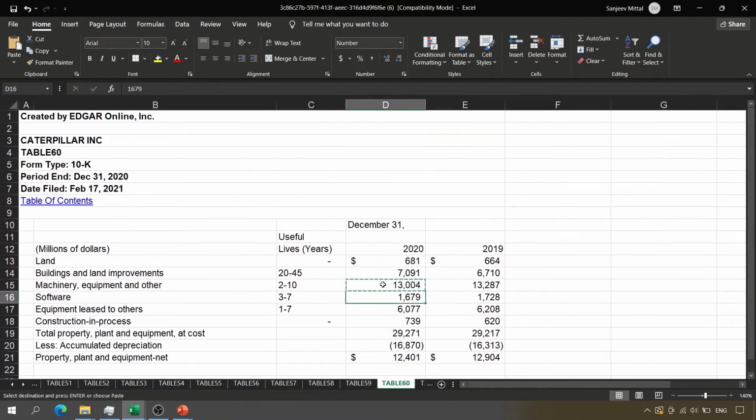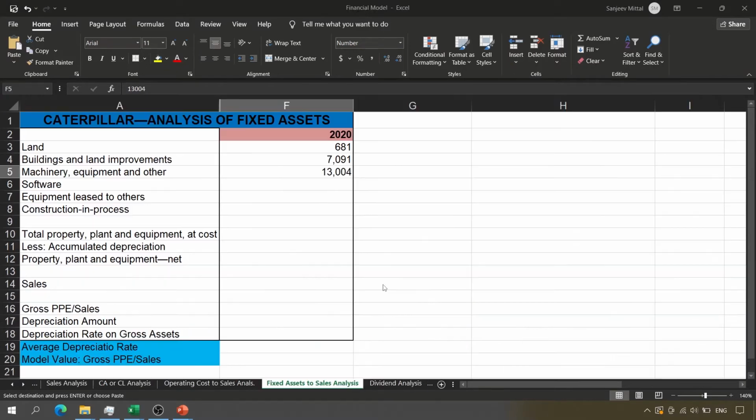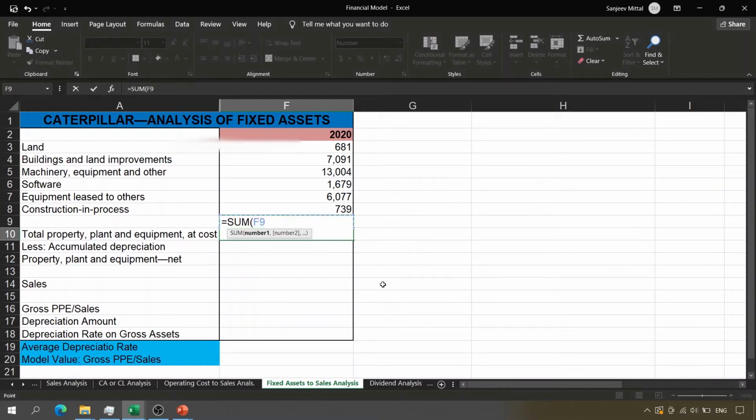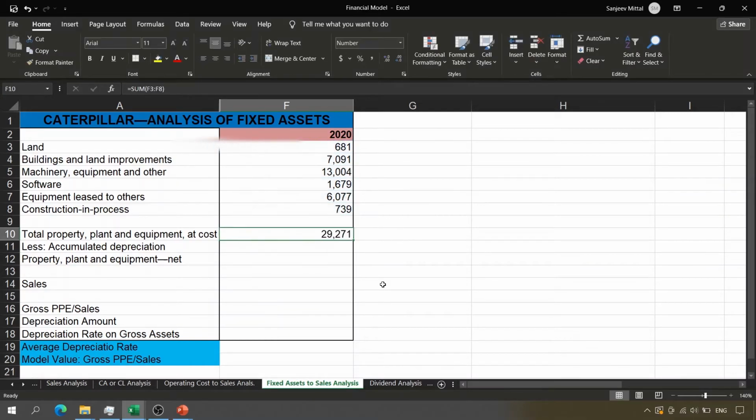And then we know that we are having software, equipments, and construction in progress. So I'm also taking these details and I'm just providing these details here. Once we provide our details here, all these assets are at their cost value. So I am just doing a total of all of them, and you shall get the total cost of all of these assets. After that, we shall go and find our accumulated depreciation.